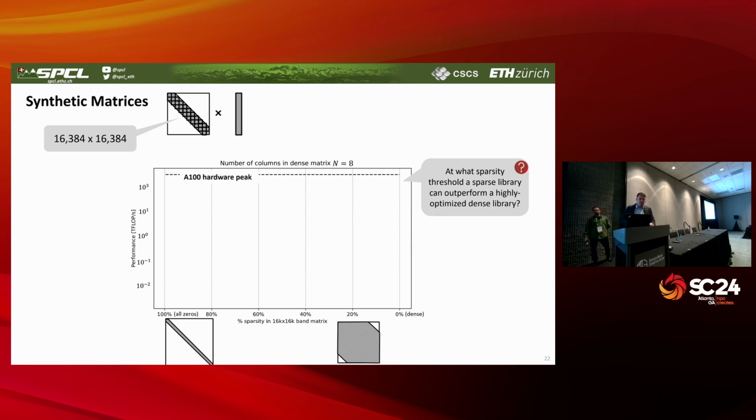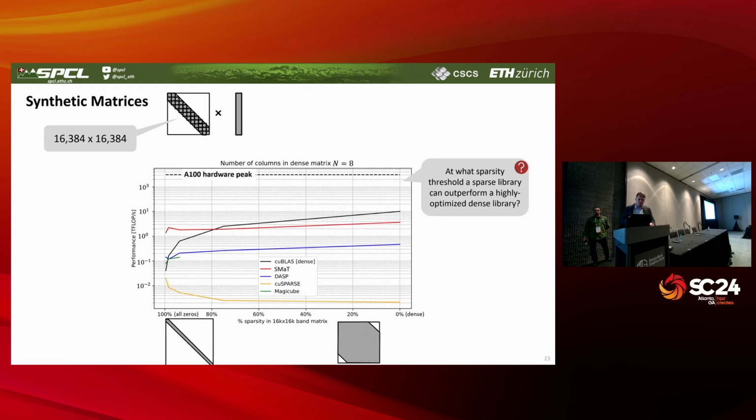We also plot the A100 peak. In the plot, the red line is SMaT, our contribution, and the black line is cuBLAS, the dense library. So what we observe, firstly, is that at minimum, compared to the second best method, we are always 7 times faster.